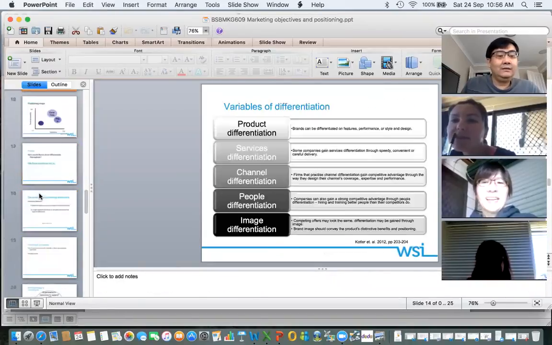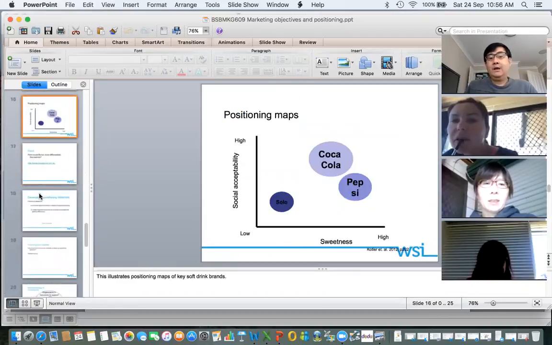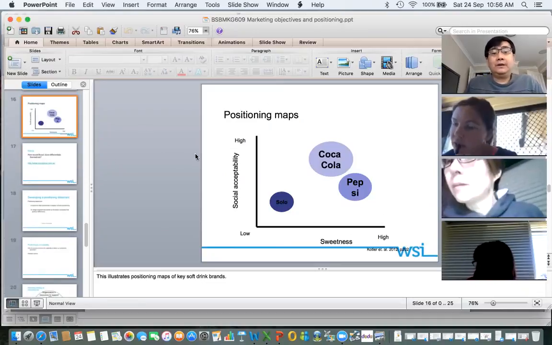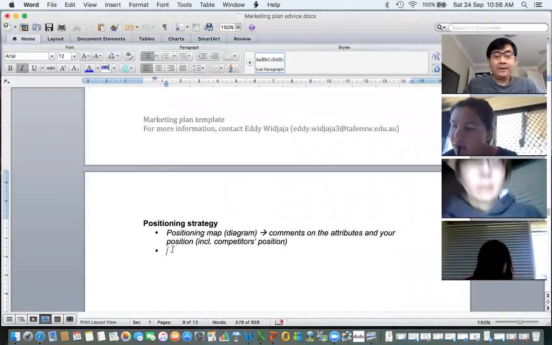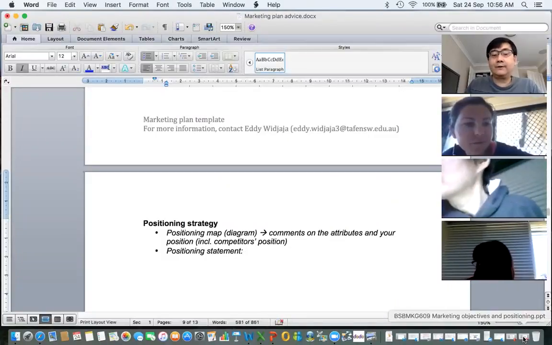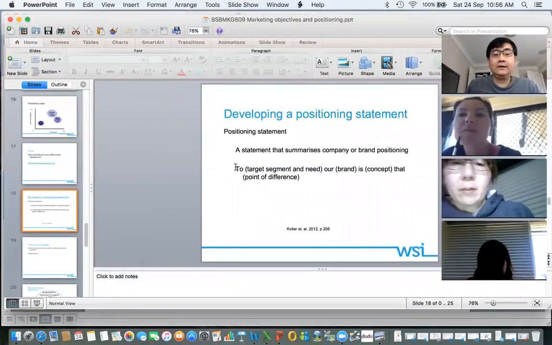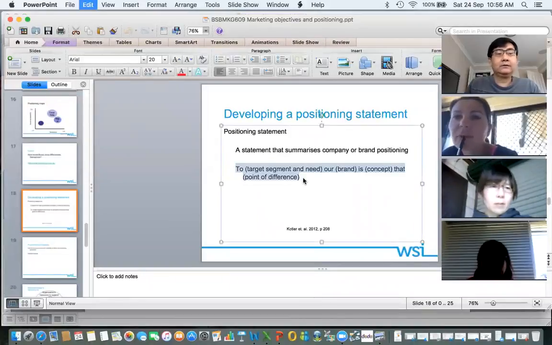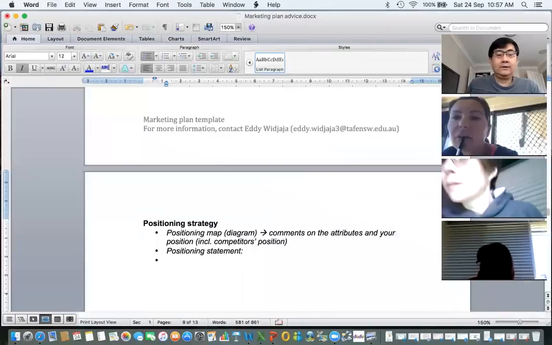This is the one that I would like to show you. You can use that kind of diagram. I'll leave it to you in terms of the attributes, based on your observation. And positioning statement. We have got the formula to write the positioning statement. If you can use this: to what target market? Yes, that's your positioning statement formula.